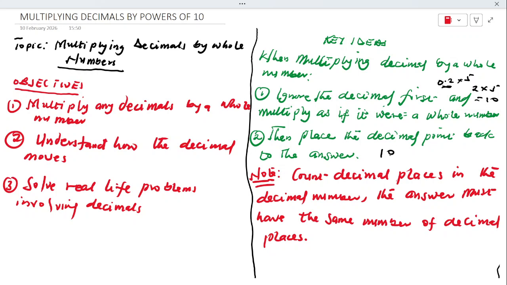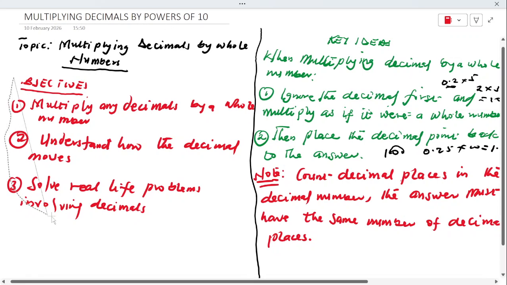So as you get 10, you stand in front, then you move 1 back to the left. So 0.2 times 5, the answer is 1.0. This is basically what it is about. All right, I hope this helped. And then we move on to look at the steps that we'll take to arrive at some examples that we'll be looking at.